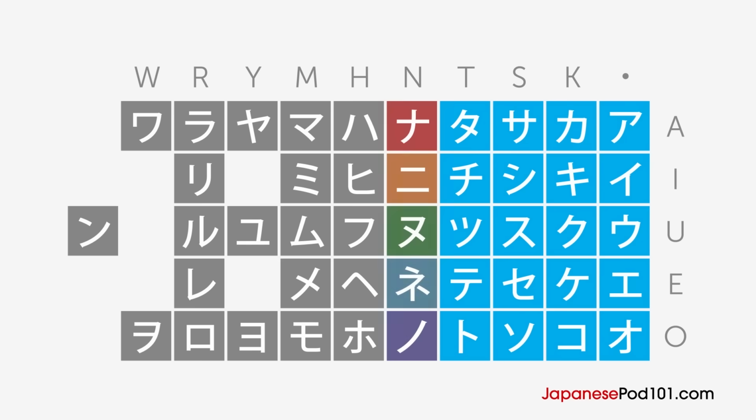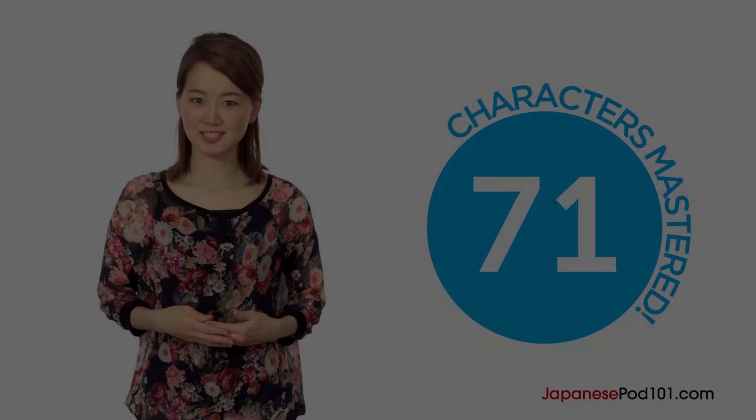Okay, let's wrap up this lesson by recapping what you've learned. In this lesson, you learned the katakana characters na, ni, nu, ne, and no. よくできました。You've now mastered 71 Japanese characters.